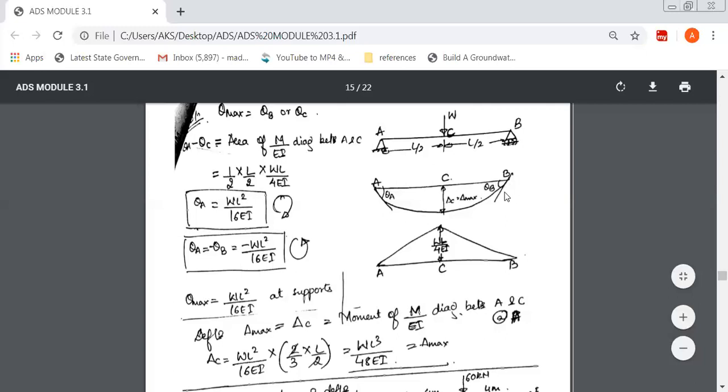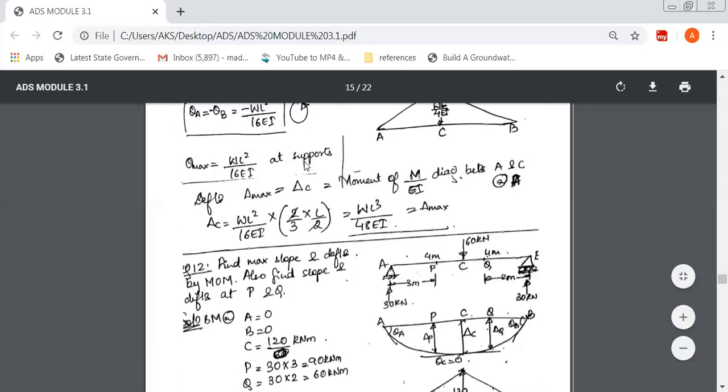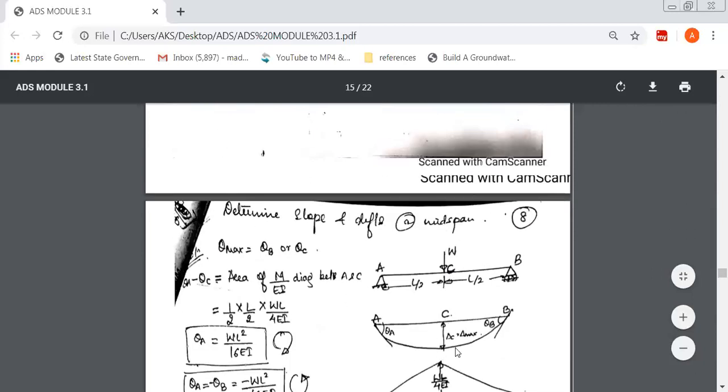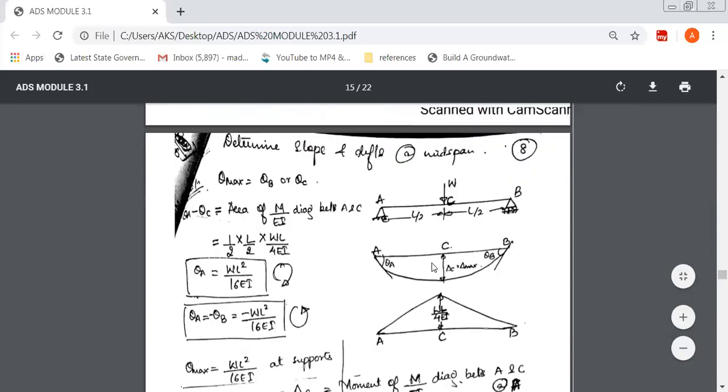So theta B is, this is plus clockwise, minus, this would be minus anti-clockwise. That's why theta B is WL square over 16EI, anti-clockwise. Now, theta max would be obviously at A or B, that is WL square over 16EI at the supports. Now to find the deflection, maximum deflection is at the center.